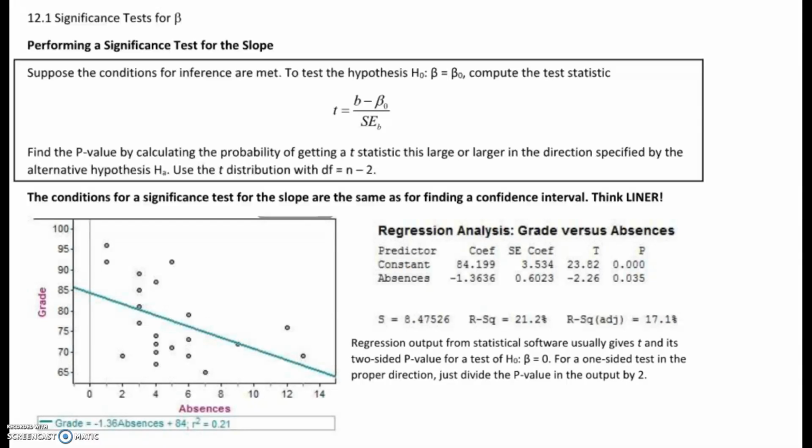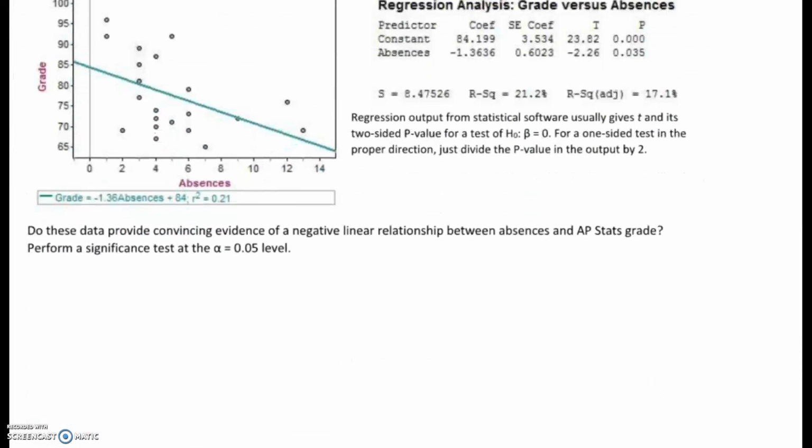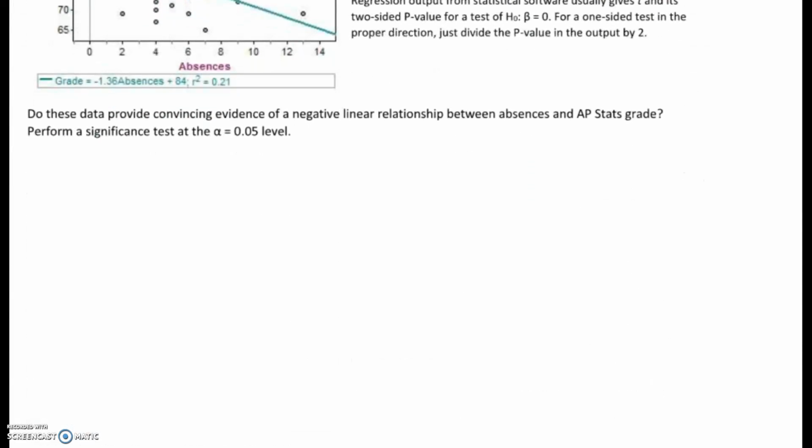This lesson is on significance test for slope. So yesterday we did confidence interval, and we want to do a significance test. And so again, we're looking at the data from absences versus grade. So first part of significance test is to state our null and alternative hypotheses. So we're going to do that first.